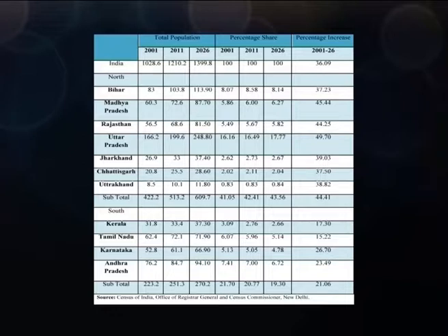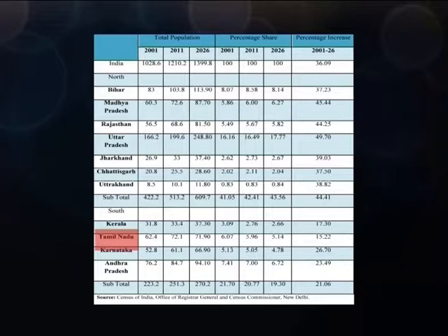On the other hand, among the states that have registered an increase in their share, Uttar Pradesh will show the maximum gains. Similarly, in the category of the south, where the share of each of the states will be further declining between 2011 and 2026, the maximum decline can be observed in case of Tamil Nadu.